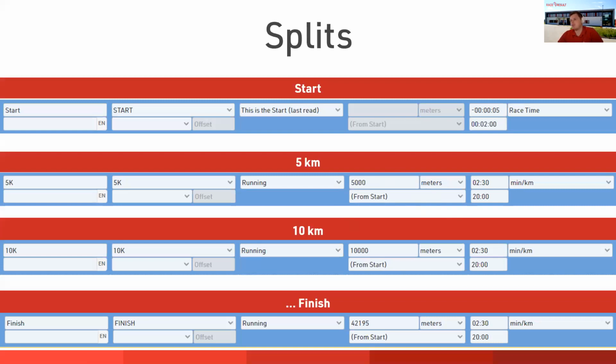Obviously, for the first split, we can't select anything other than the start. For the 10K, we could also say 5,000 meters from previous split. So the 10K, exactly the same setup as the 5K. And also the finish is nothing else than any other split. So we don't say this is the finish, like we do with this is the start. We do that at a different place in the software, and we will talk about that in, let's say, 3 minutes from now.